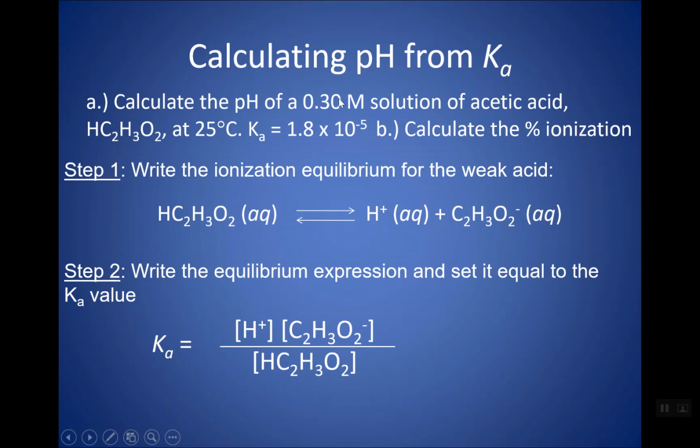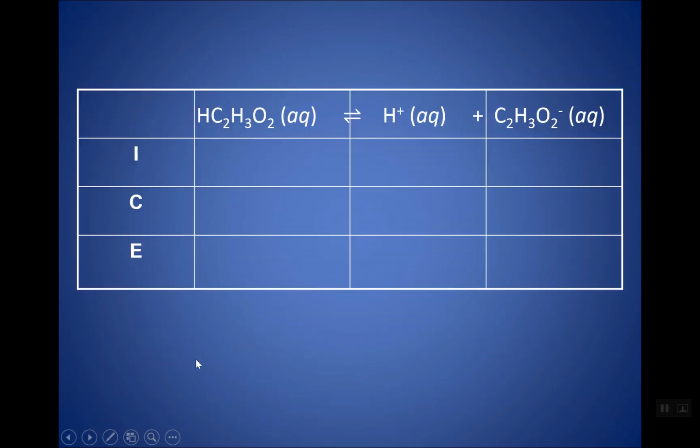Again, they give me initial stuff. An icebox could be helpful. So I'm going to take my ionization equation, make an icebox. Initially, I have 0.3. This is 0, 0. Here's my X, plus X, plus X. They don't give me anything at equilibrium, so we've got to make my E box in terms of X. This is 0.3 minus X. This is plus X and plus X. And I see if I plug into Ka as is, I would get a quadratic equation, which we don't like.